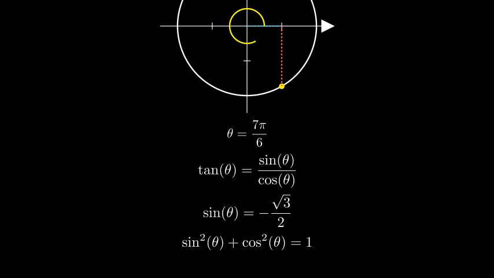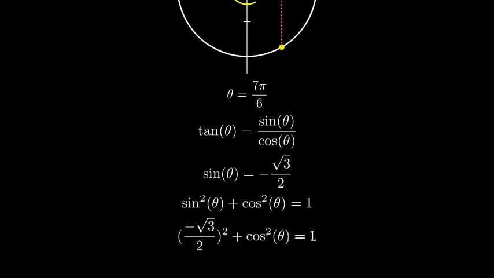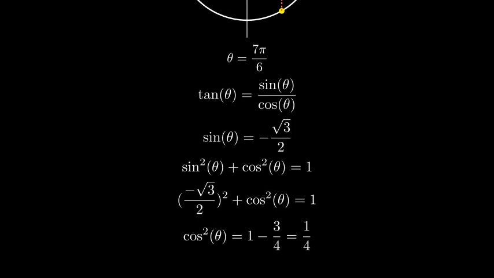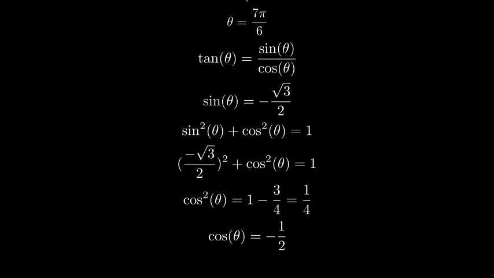Let's solve for cosine. Substituting what we know about sine, we get cosine squared equals 1 minus 3/4, which is 1/4. Taking the square root, we get that cosine of theta equals negative 1/2, since in the third quadrant, cosine is negative. Now we can find tangent of theta.